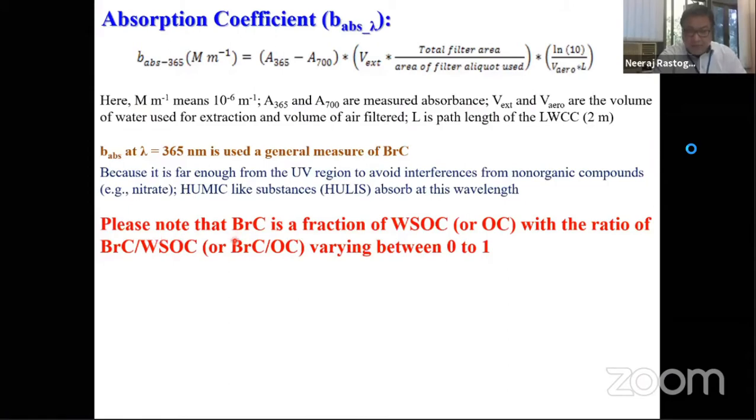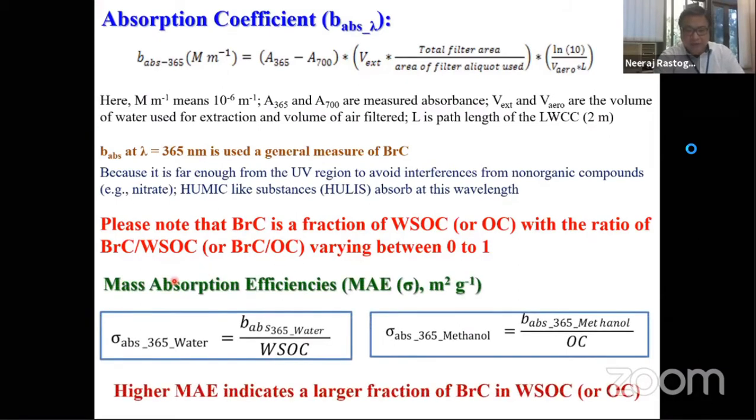Remember that BRC is a fraction of WSOC, or OC if you are talking about methanol. What it means is that this ratio of BRC to WSOC, or BRC to OC, can vary between 0 and 1. That means all organic carbon or all water-soluble organic carbon can be brown carbon, or there may not be any brown carbon in that.